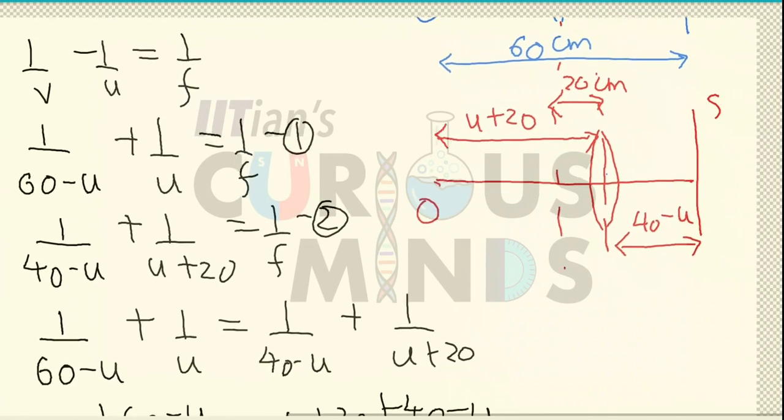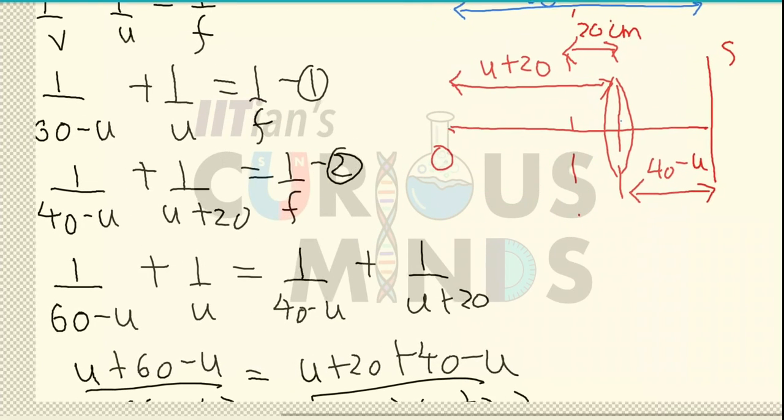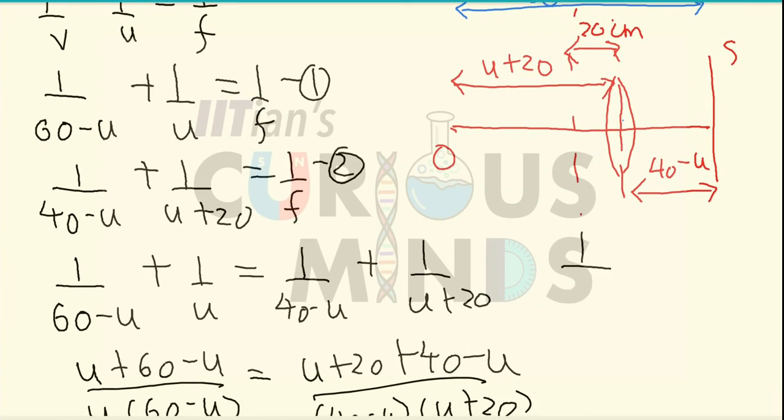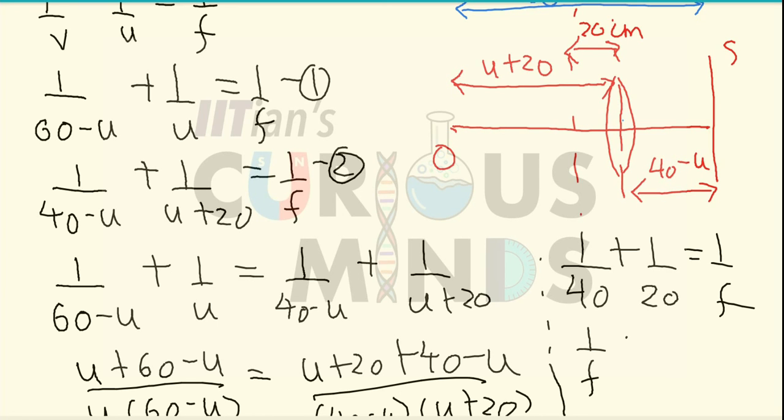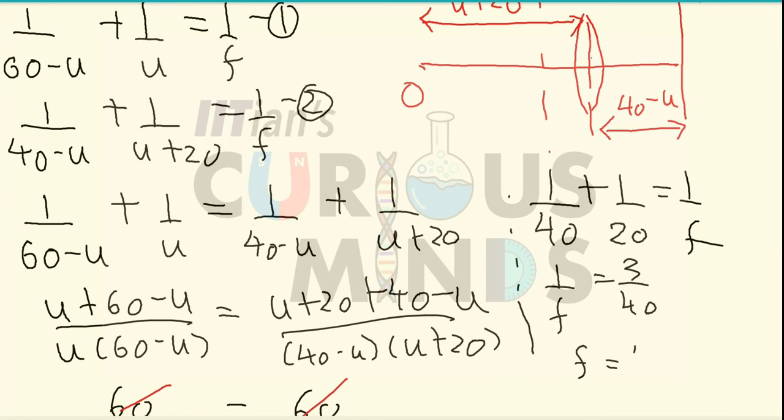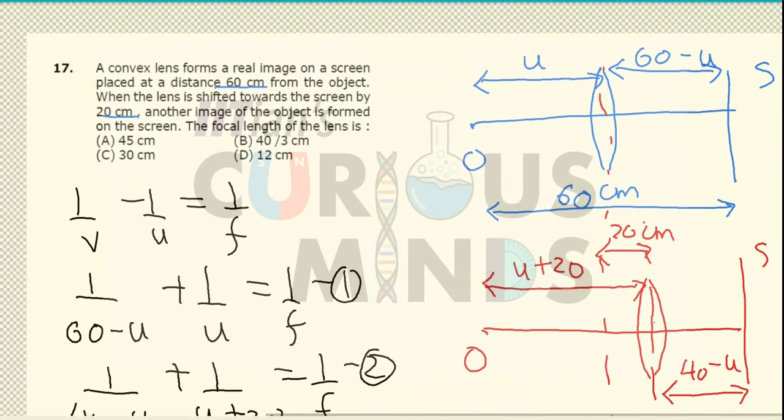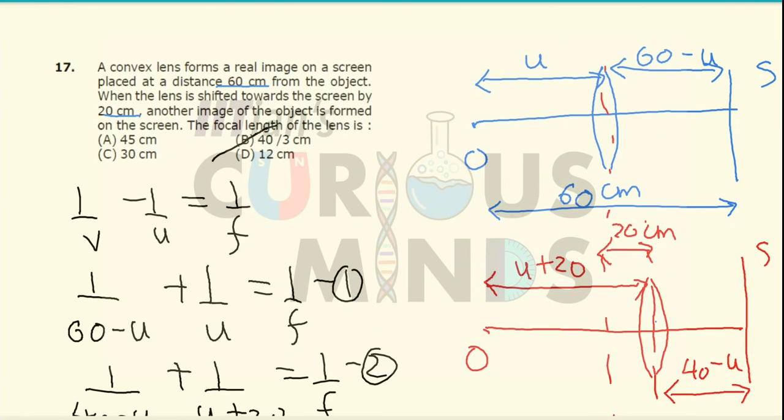Now I will substitute in the first equation. 1 divided by 60 minus u, which will be equal to 1 divided by 40, plus 1 divided by u, which is given as 20, is equal to 1 by f. So 1 by f over here will be equal to 3 divided by 40, or f will be equal to 40 divided by 3. The focal length of the lens over here is given as 40 divided by 3, which is option number B.